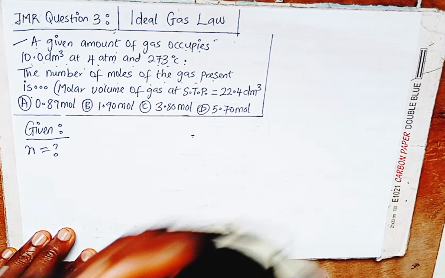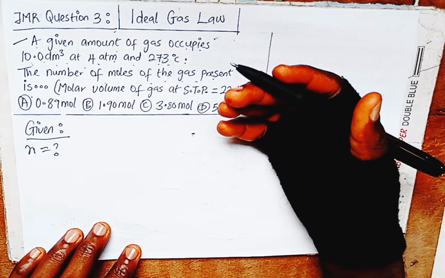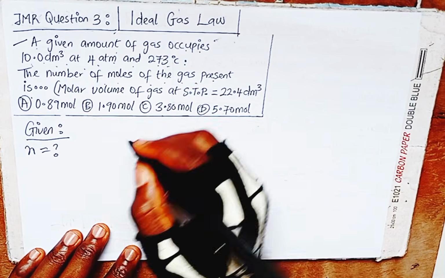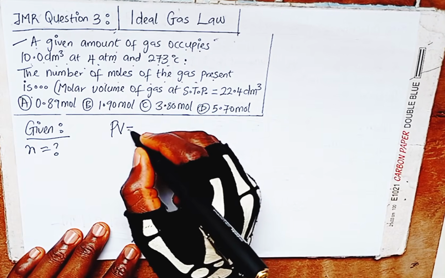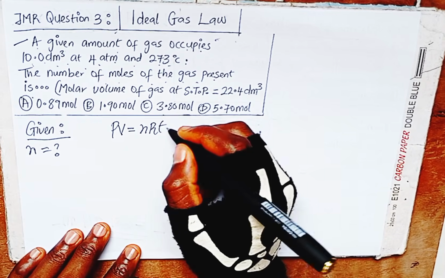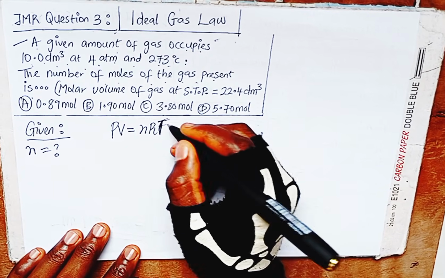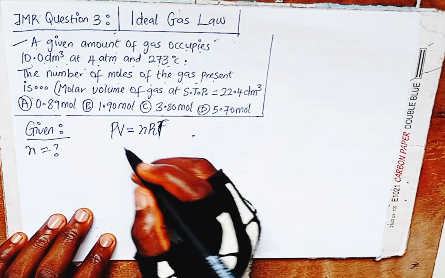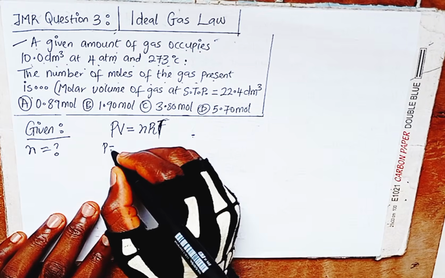Let me show you. We already treated this in my lessons. If you have taken my lessons, this should be familiar to you. The formula of the ideal gas law is PV equals nRT. This one is capital letter T, because it's temperature, not time. Where P is equal to pressure.